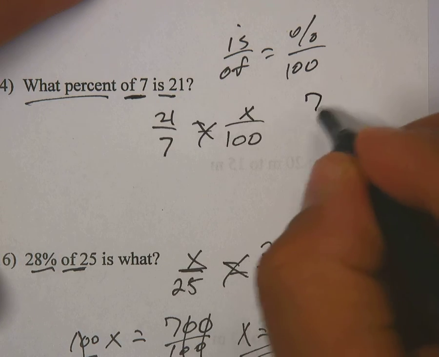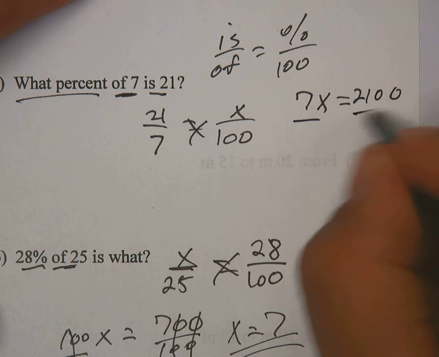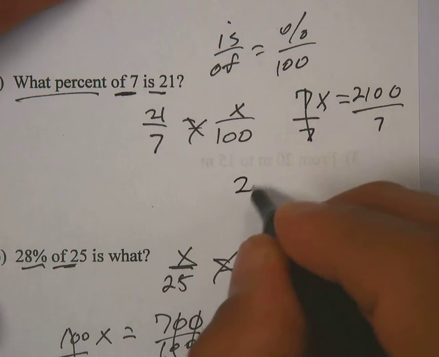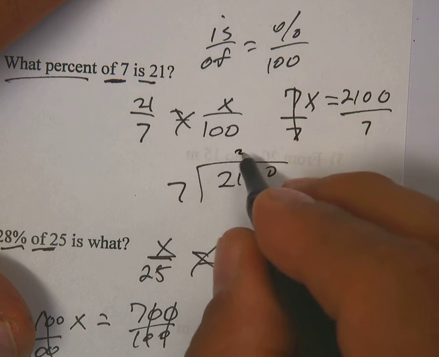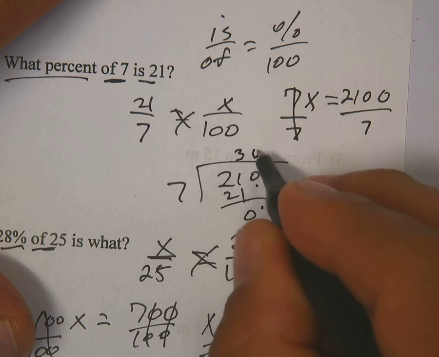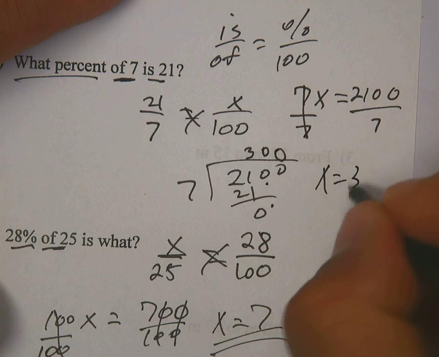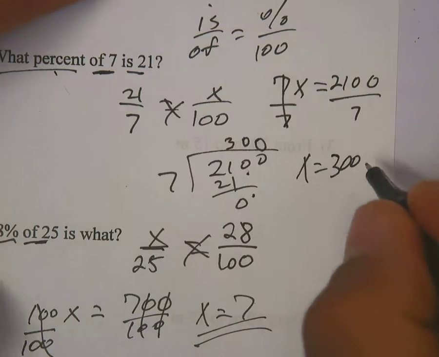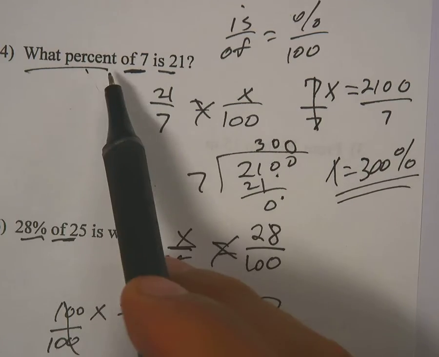And so now we get 7x equals 2100. You divide by what is in front of that variable, which is 7, so 2100 divided by 7. Well, 7 goes into 21 3 times. And the rest will be just 0s, so I can just put them up here. And my answer is going to be x equals 300, and the question was what percent, so this answer is going to have the 300%, only because the question was what percent.